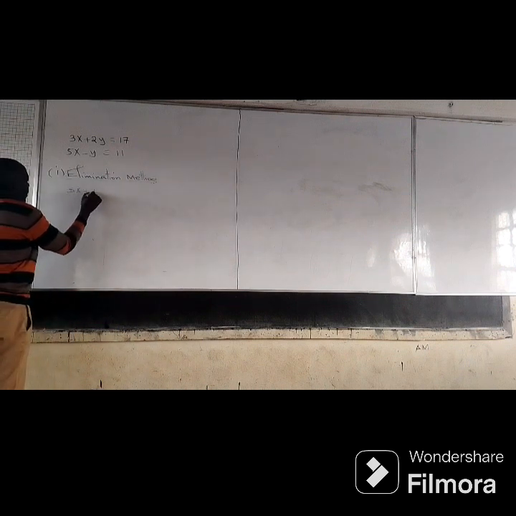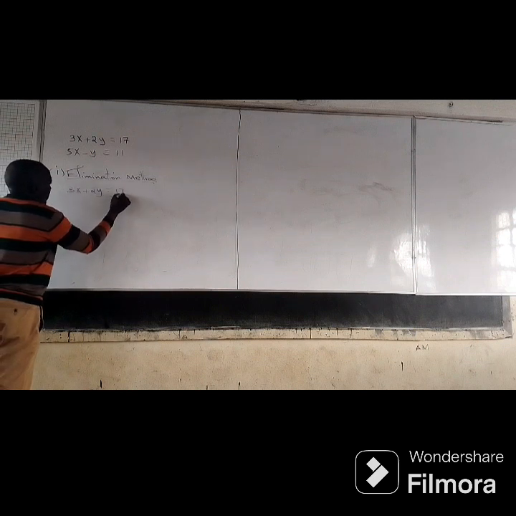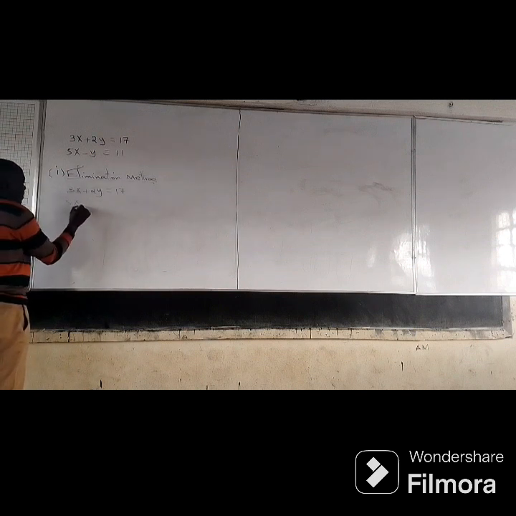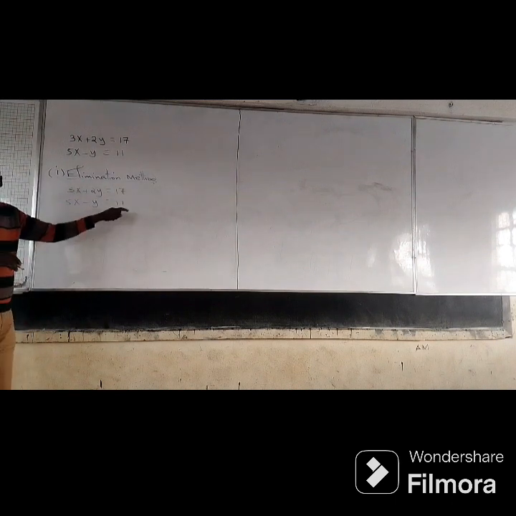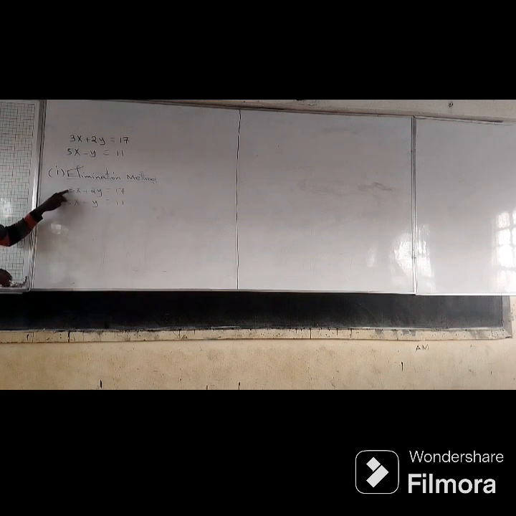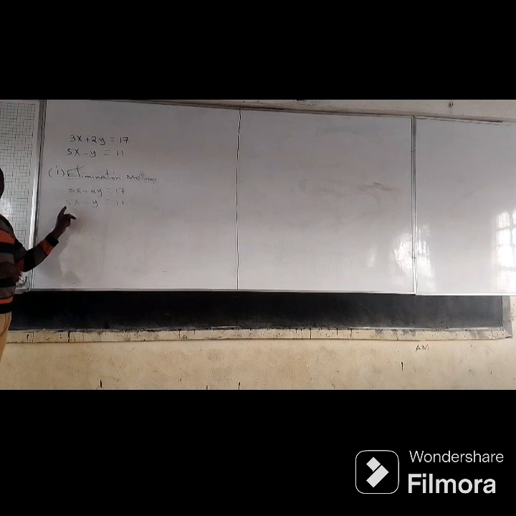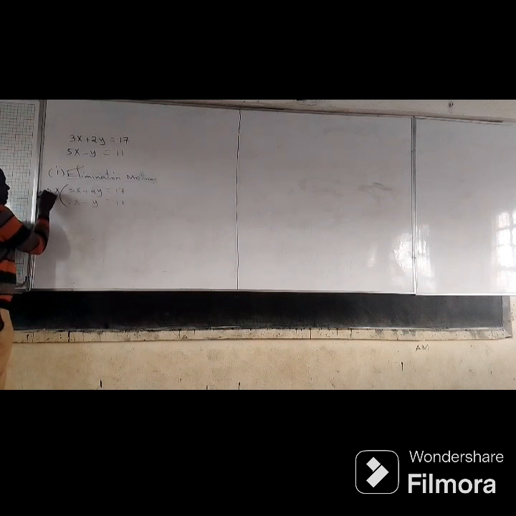With the elimination method, we are going to eliminate one of the unknowns. We solve for one unknown before solving for the other unknown. Therefore, to eliminate one of the unknowns, for example x, you must ensure that the coefficients of x, like now the coefficient of x here is 3 and here is 5, are the same. To have the same coefficients, we are going to multiply this one by 5, and this one by 3.